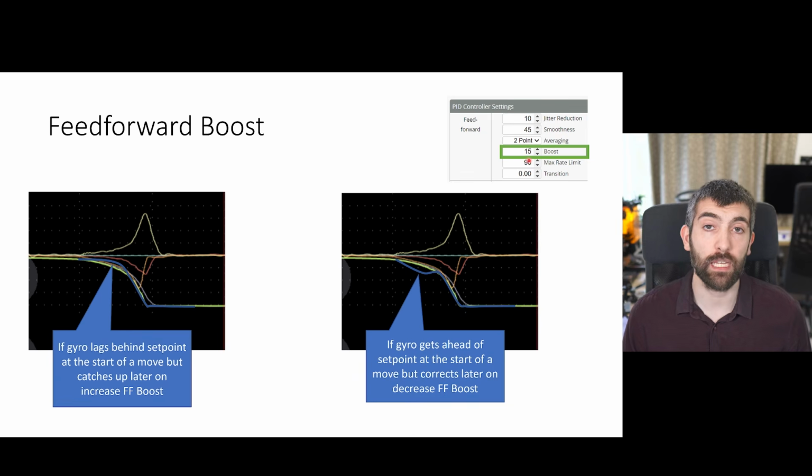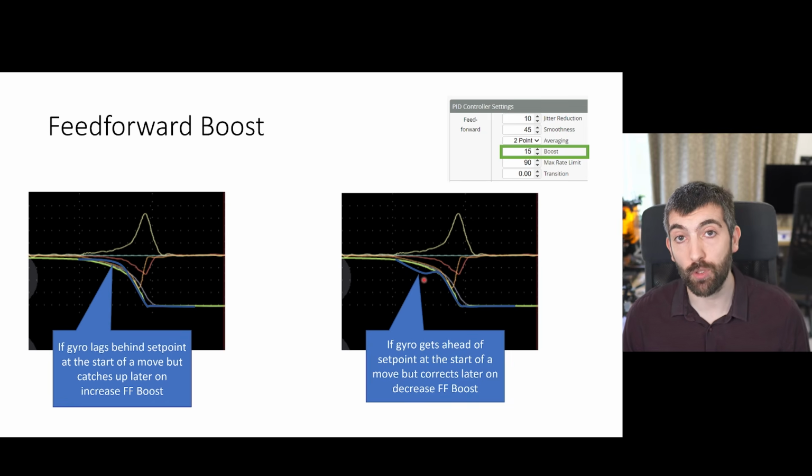The default of 15 for feedforward boost is pretty good for most cases, but if you do see your gyro lagging, boost it up a bit, increase it. And if you do see your gyro getting ahead of your set point, but then it's correcting later on, then it's worth decreasing feedforward boost.